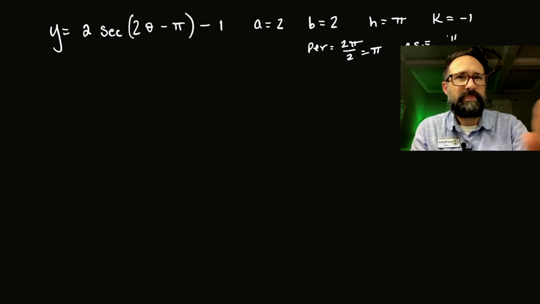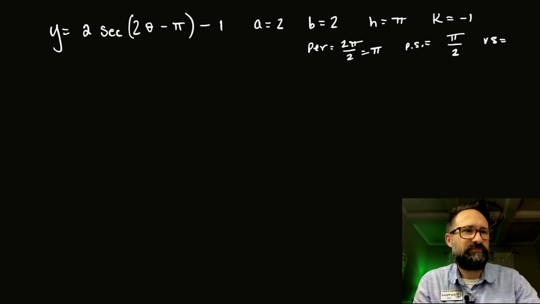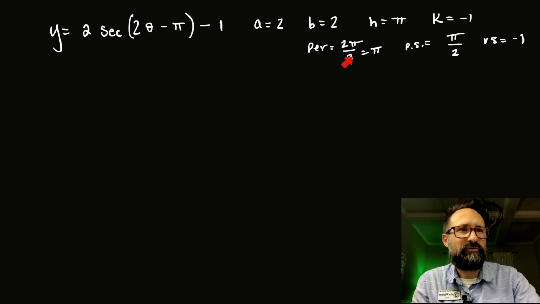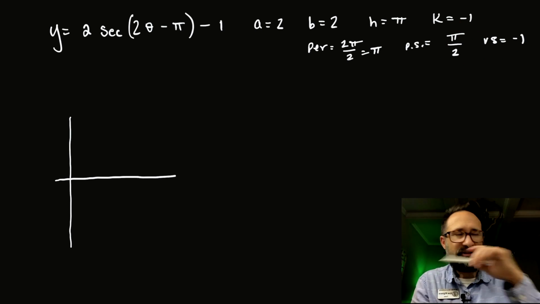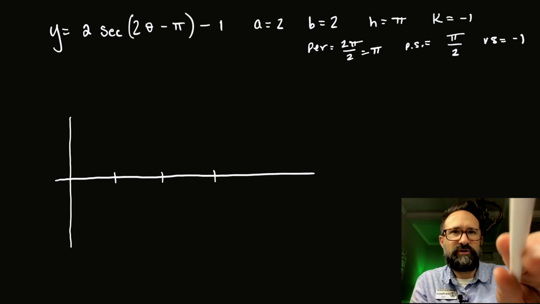Let me move this out of the way. Actually, I'm going to move down here. And so here we have period, 2 pi over b. That's easy. My phase shift is the same as h divided by b. And vertical shift is always k. So no change there. What we're going to do next is draw out our axes, and we're going to keep going with this idea.